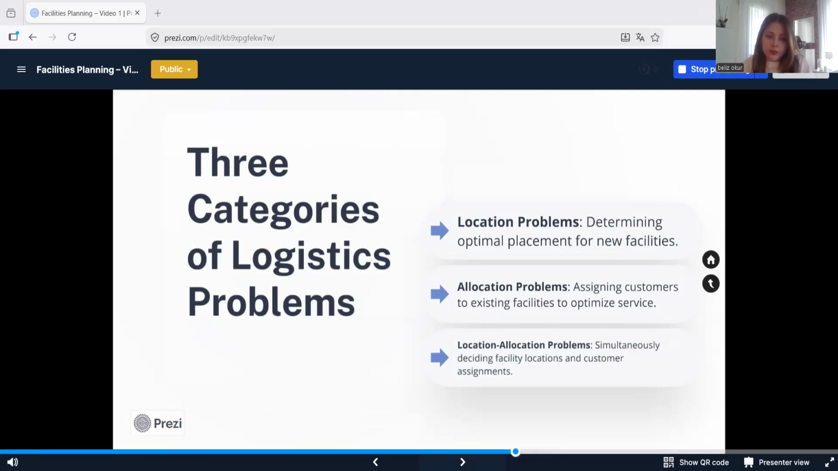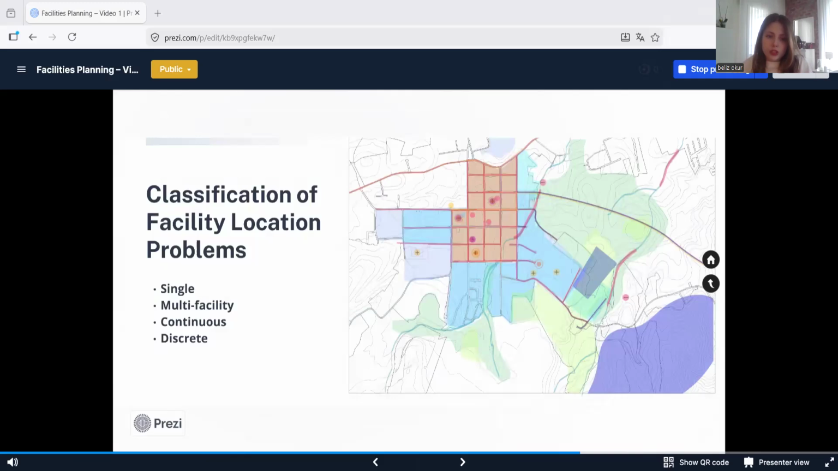And finally, we zoom in on location problems. We can classify them into four main types. We look at whether we are placing a single facility or a multi-facility network. We also look at the space mathematically. Are we dealing with continuous space where we can build anywhere on the map, or discrete space where we only have a few specific locations to choose from?